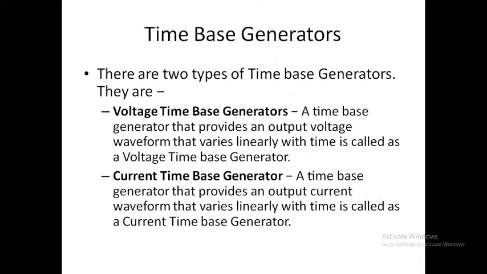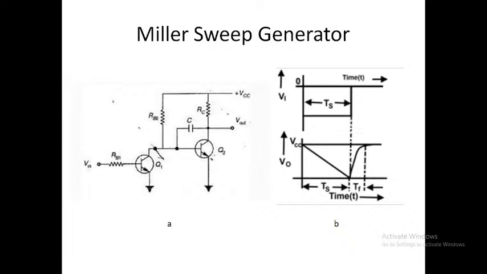Whereas in a current time-based generator, the time-based generator provides an output current waveform, and this output current waveform will vary linearly with time. So that is called a current time-based generator. Whether voltage or current is varying linearly with time, you decide whether it is a voltage time-based generator or a current time-based generator. So these are the two basic types of time-based generators. From that, we'll see the voltage time-based generator.